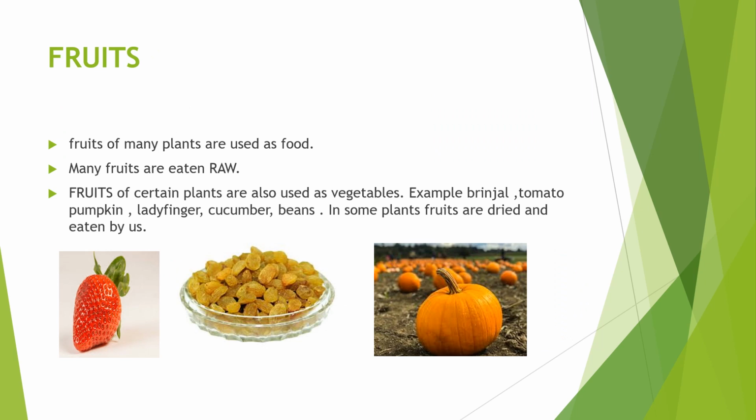Next is fruits. Fruits of many plants are used as food. Many fruits are eaten raw. The interesting thing about fruits is that fruits of certain plants are also used as vegetables, like brinjal, tomato, pumpkin. So these are not vegetables. These are actually fruits which are used as vegetables. And in the case of some fruits, they are dried and then eaten, like grapes, which are dried and later eaten as raisins or kishmish.